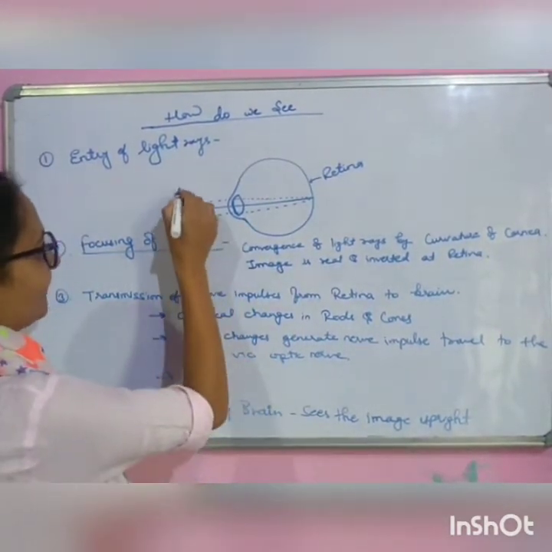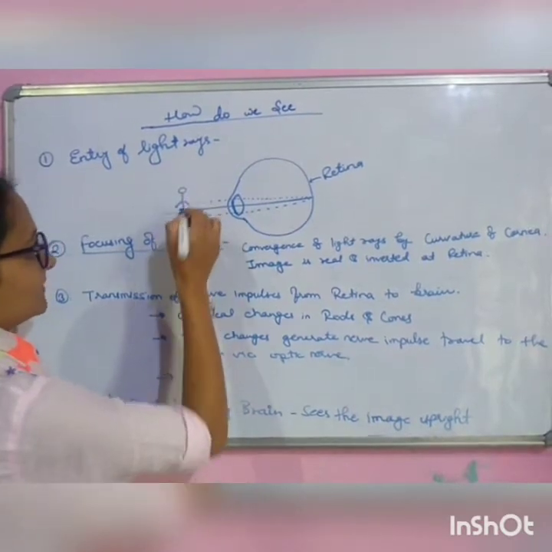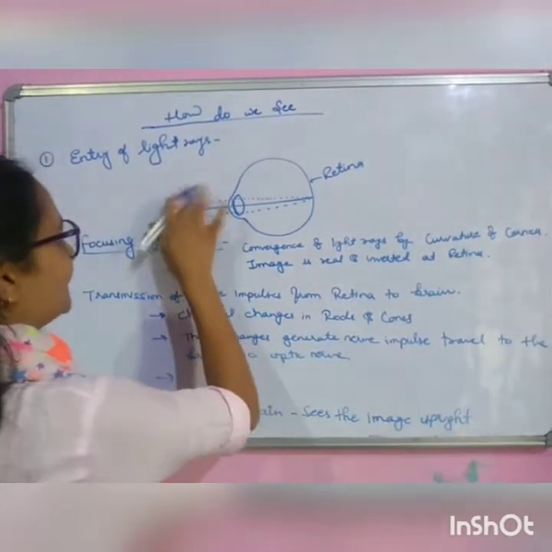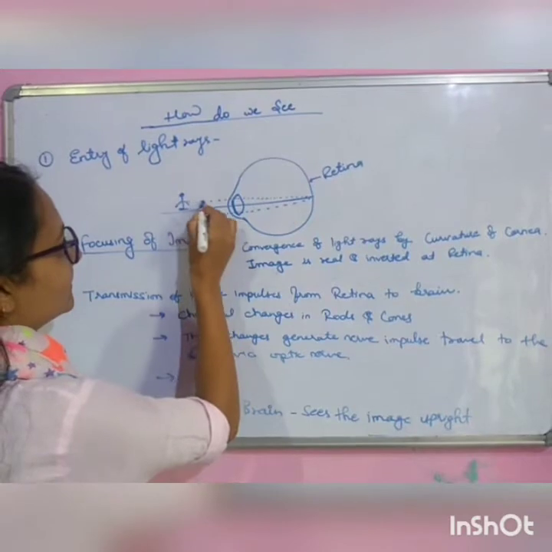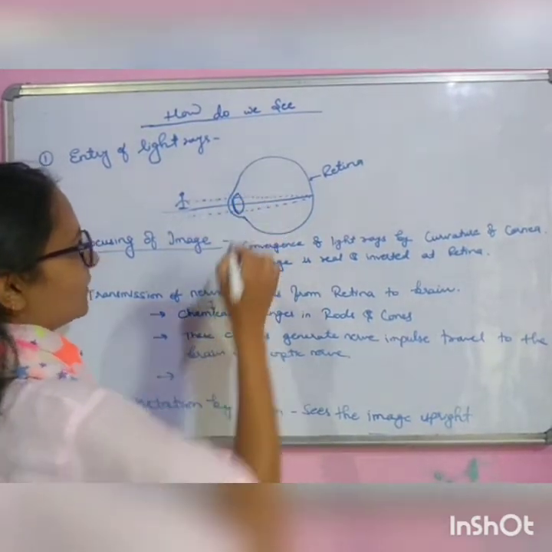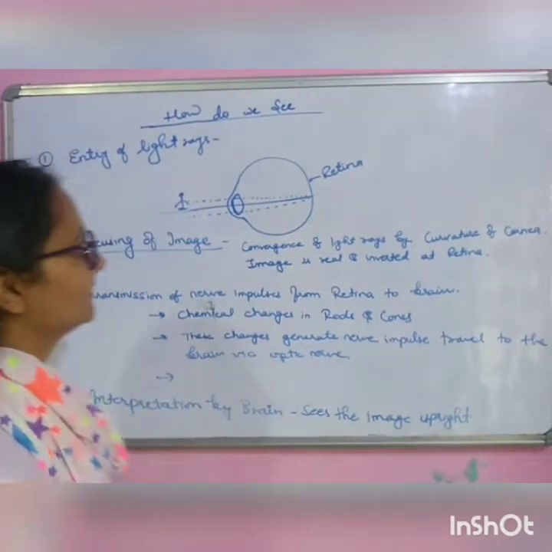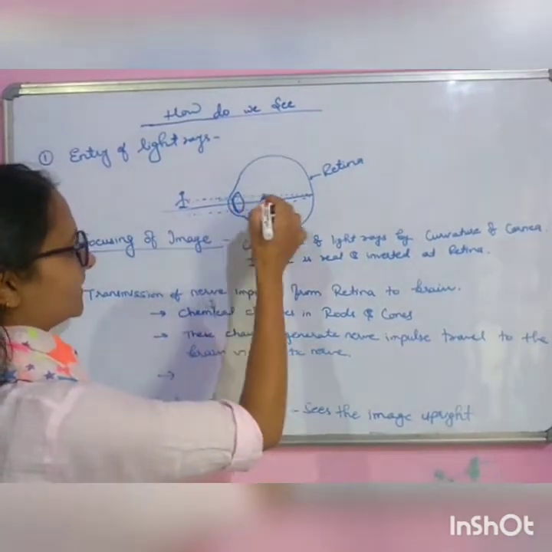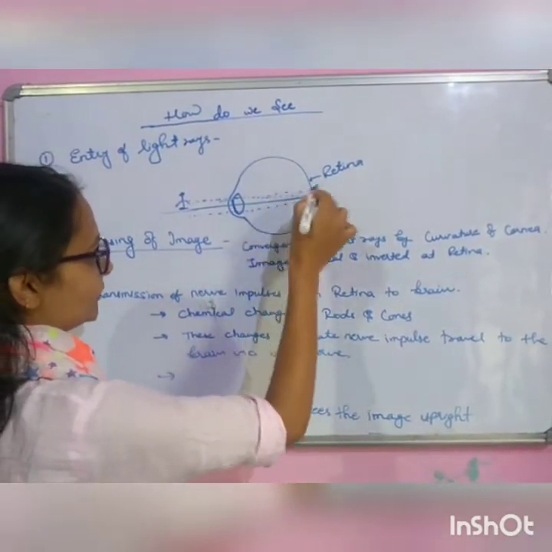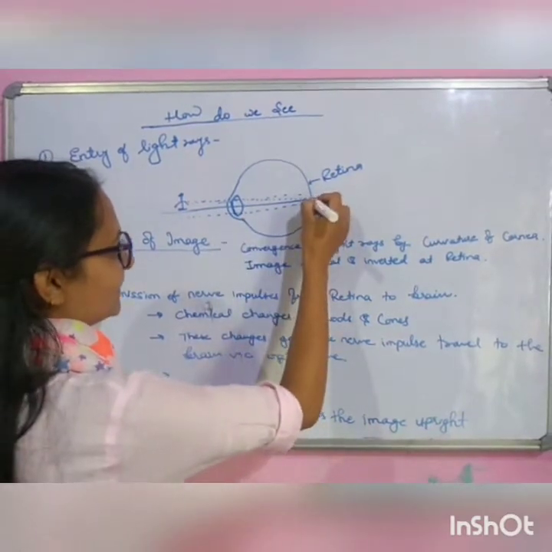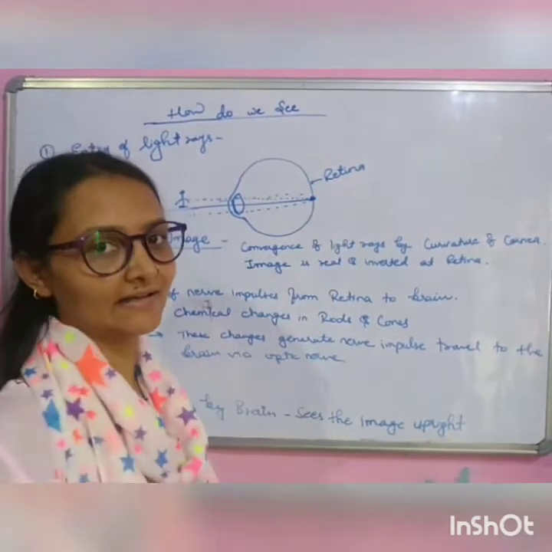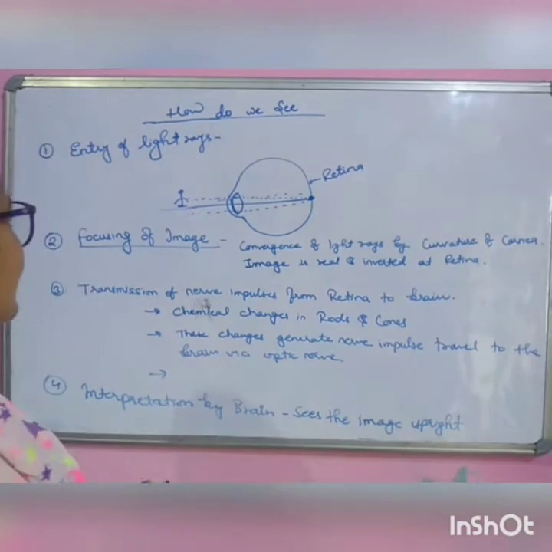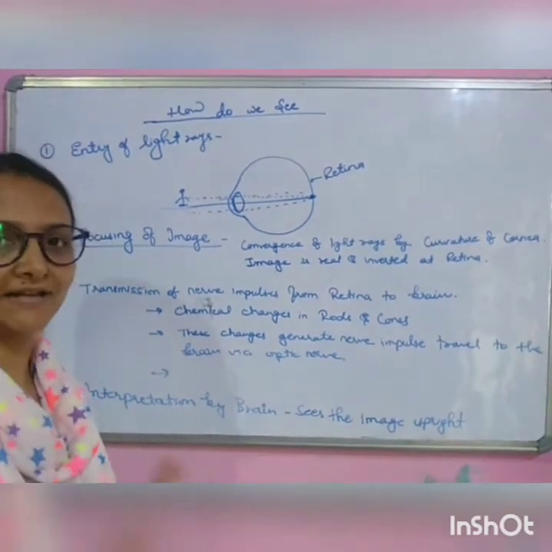As the light falls on any object, it passes through the curvature of the cornea. It passes through the cornea, the aqueous humor, the lens and the vitreous humor, and at last the image is formed at the retina. So the first step is entry of light rays.